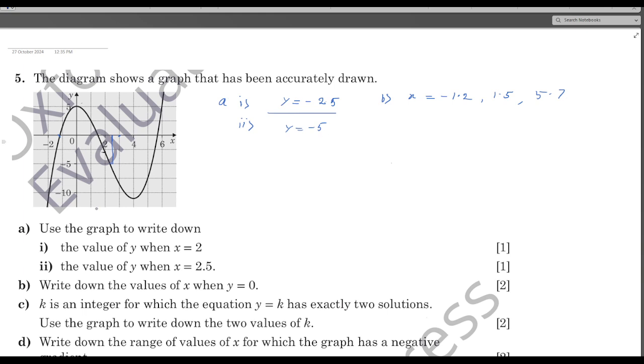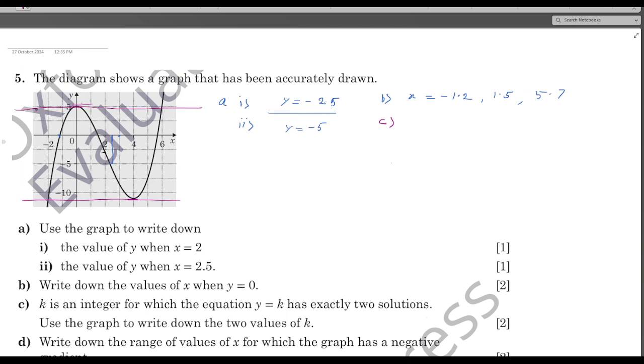Now k is the integer for which the equation y equals k has exactly two solutions. Use the graph to write down two values of k. So for this C part, if I draw y equals k, it is a line parallel to the x-axis, and as I need only two solutions, one line must go like this, touching at the lower point, and the other line should go like this.